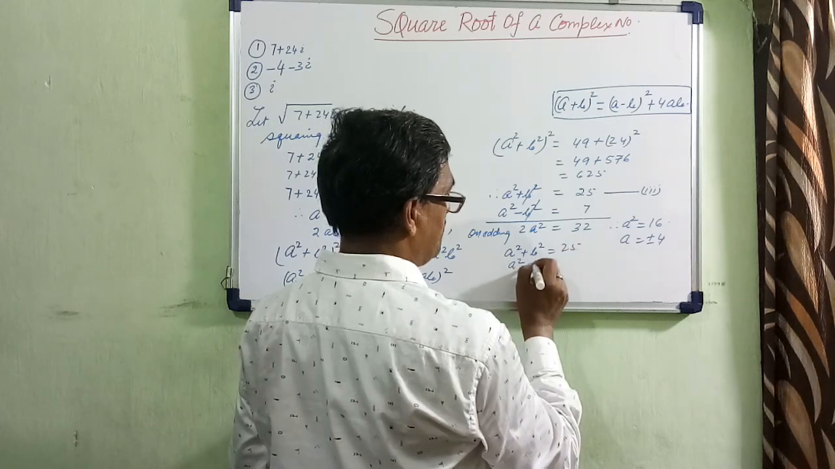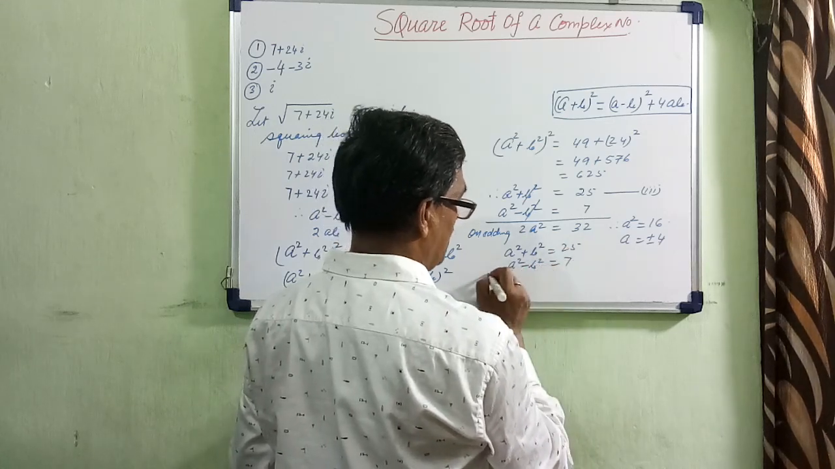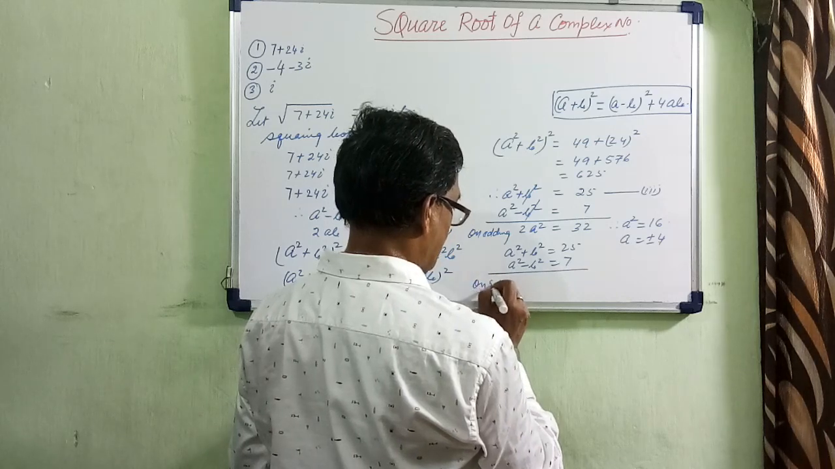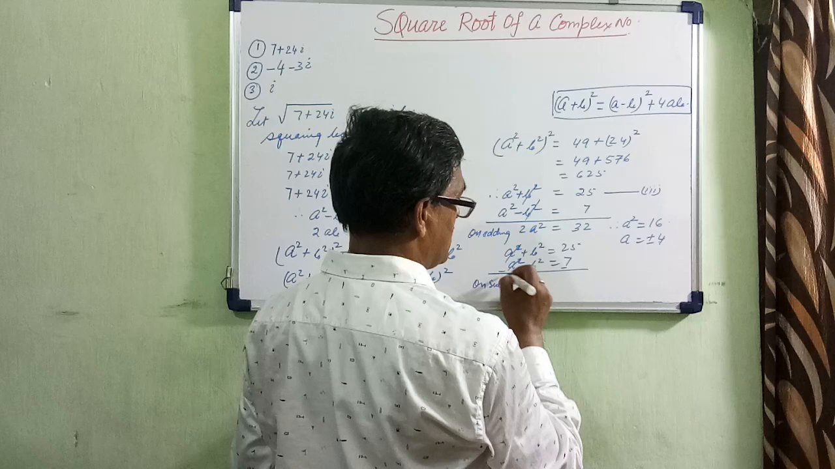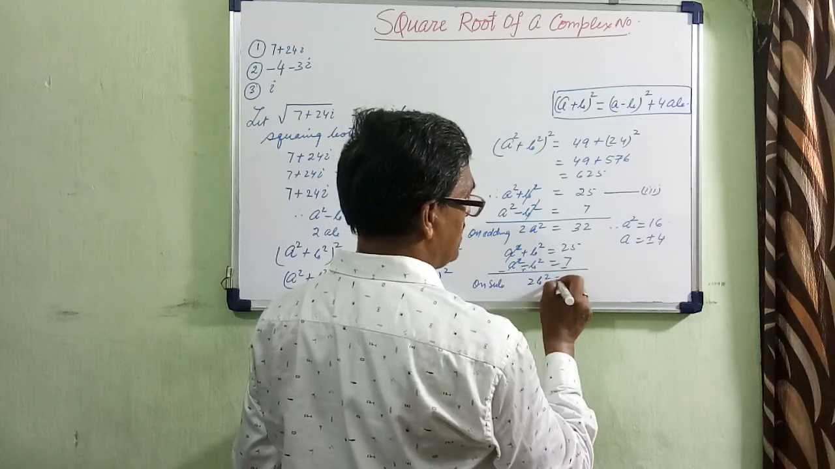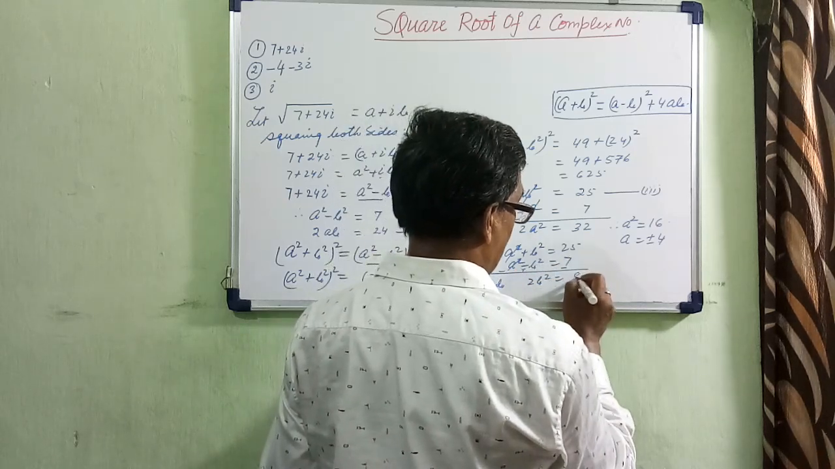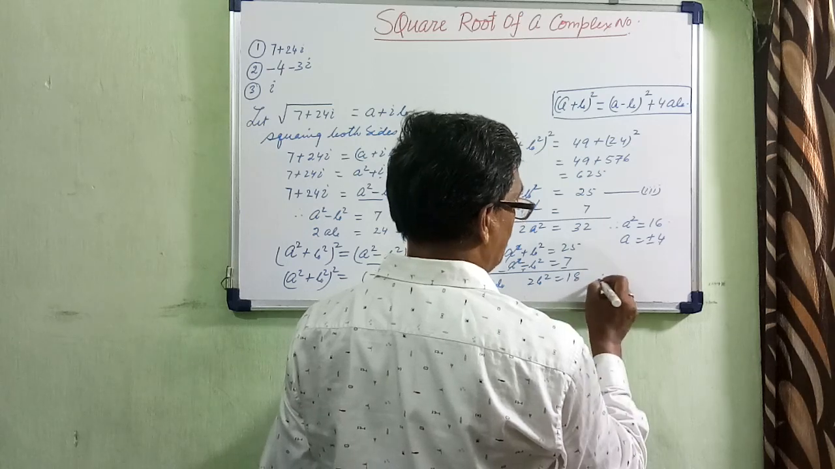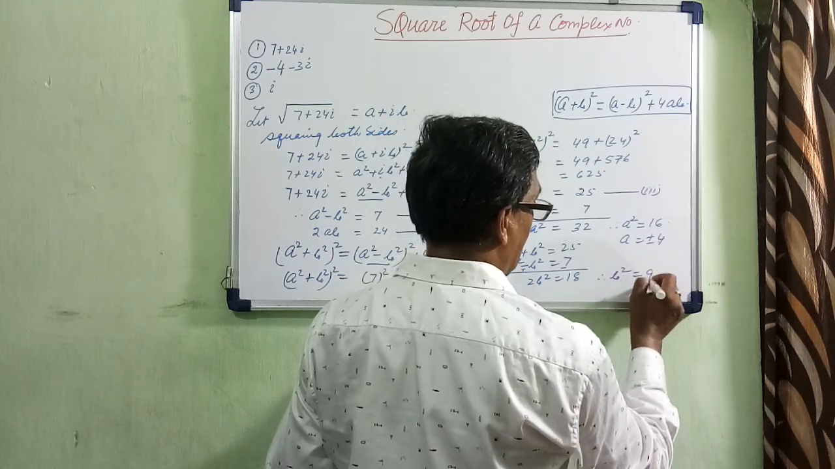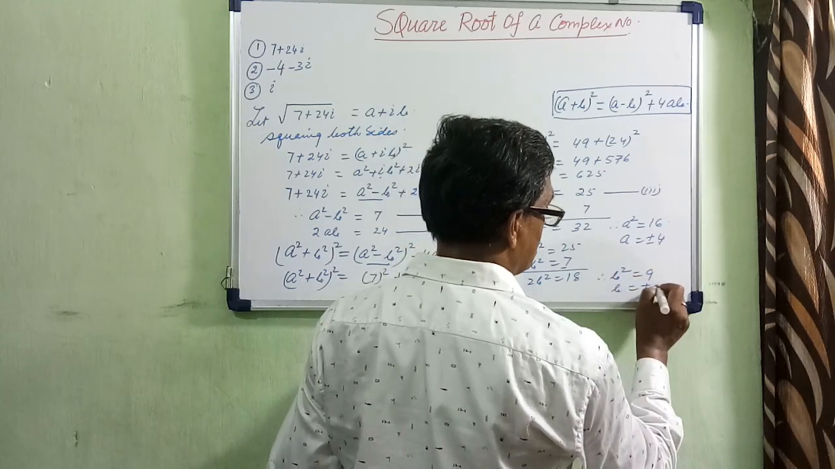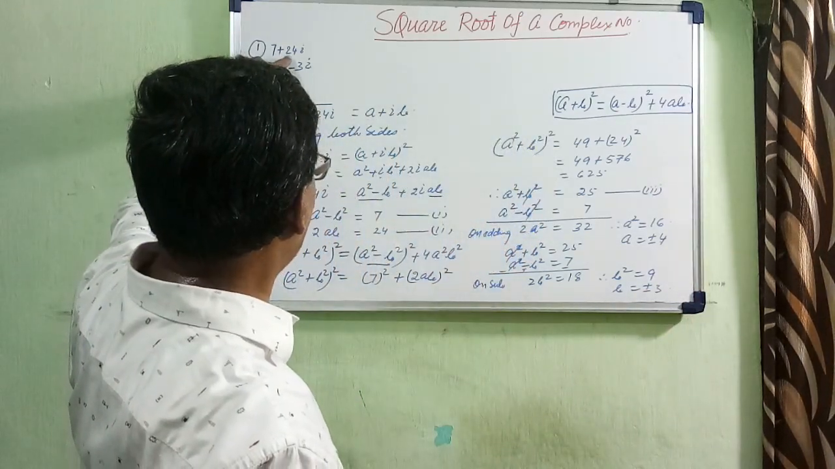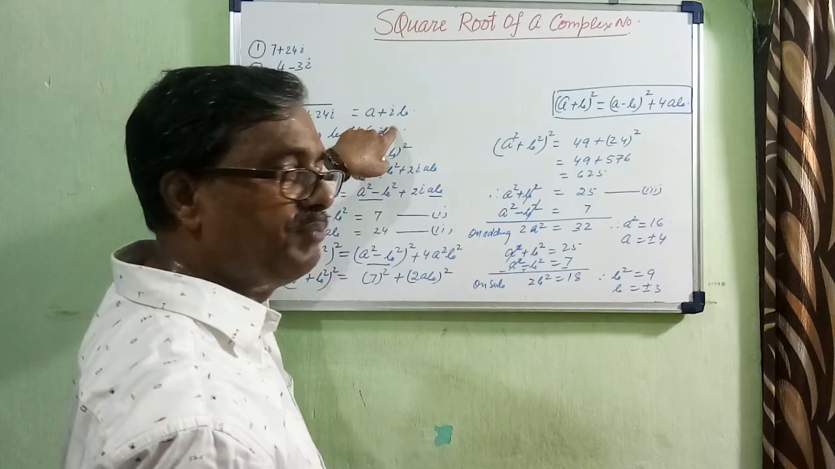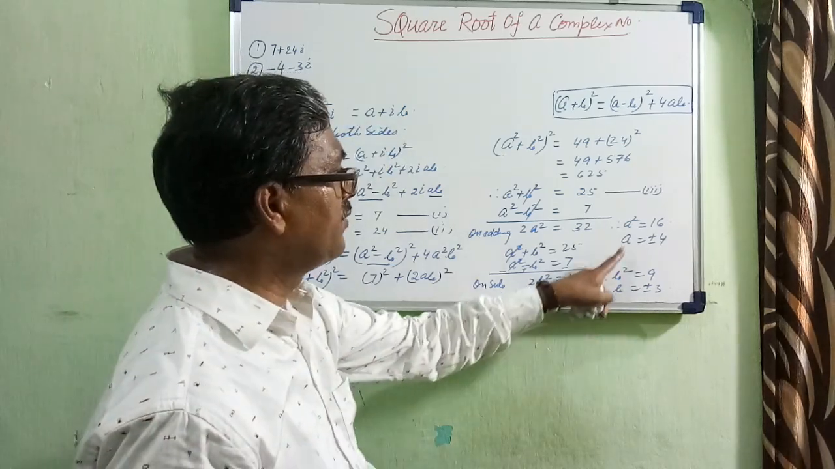And on subtracting, a square plus b square is equal to 25, a square minus b square is equal to 7. On subtracting, what will happen? Negative, positive, the a squares cancel, and 2b square is equal to how much? 25 minus 7, 18. Therefore, b square is equal to 9 and b is equal to plus minus 3. So, in fact, what we needed was to find the values of a and b. And therefore, we got the values of a and b.